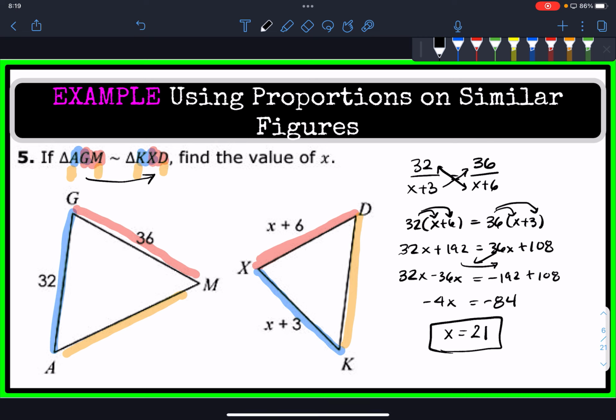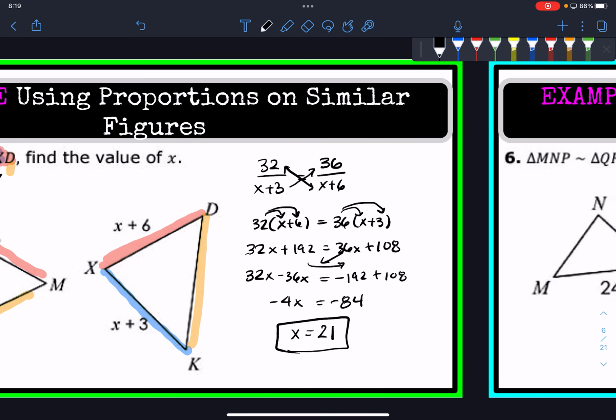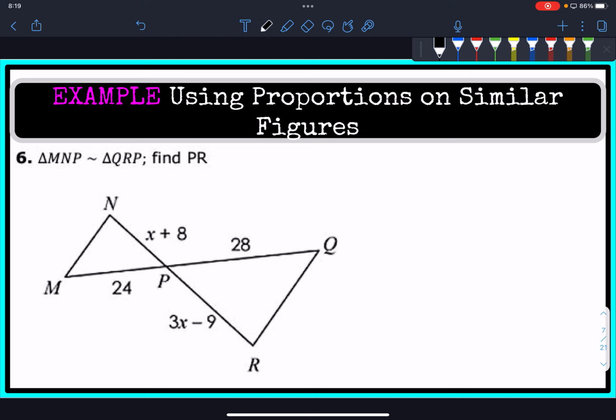And again, we create this proportion by simply using the similarity statement. Same situation here. Our similarity statement indicates that the side MN corresponds to the side QR. The side NP corresponds to the side RP, and the side MP corresponds to the side QP.